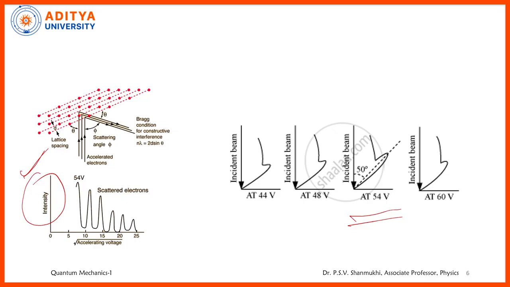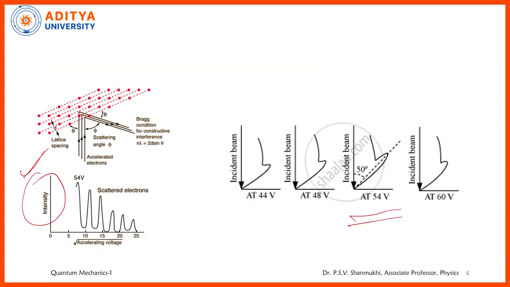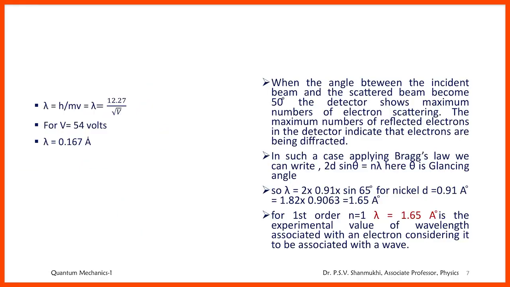That's why we got this kind of data. The accelerating voltage V is equal to 54 volts, and at the angle of 50 degrees there is a considerable bump in the graph. From this data, what can we say? From this data, how can we prove the existence of matter waves, or how can we prove the de Broglie hypothesis? For this, you observe.